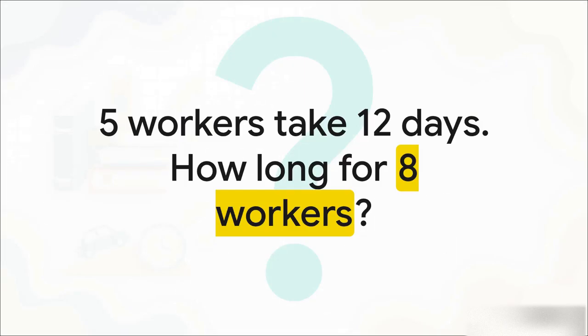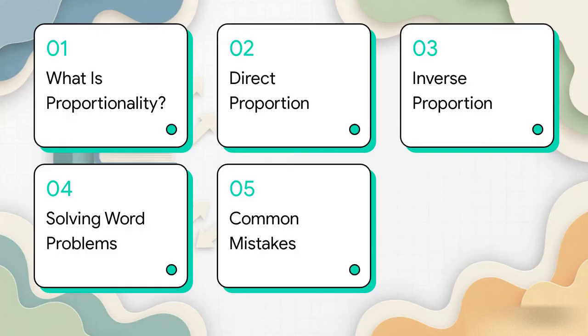To prime your brain for the journey ahead, I want you to ponder a little puzzle. Imagine this. If 5 workers take 12 days to complete a job, how many days is it going to take 8 workers? This is a classic real-world scenario pulled straight from the SAT's prep materials. Just think about the logic for a second. Would more workers take more time or less time? Hold on to your answer because we are actually going to crack this exact problem together before we finish up today. Okay, let's dive into our roadmap.